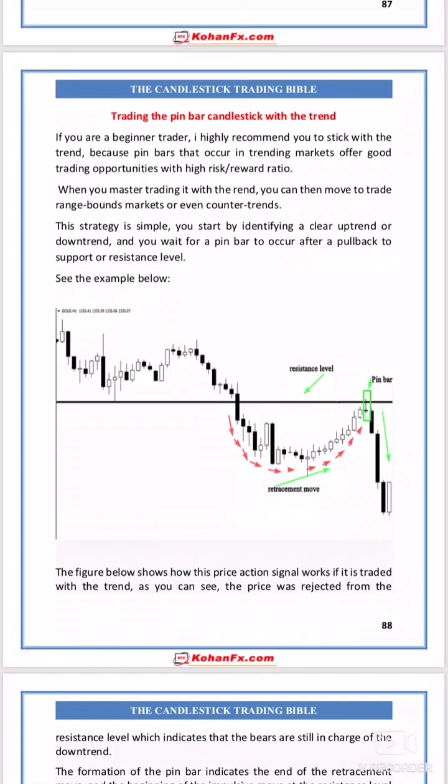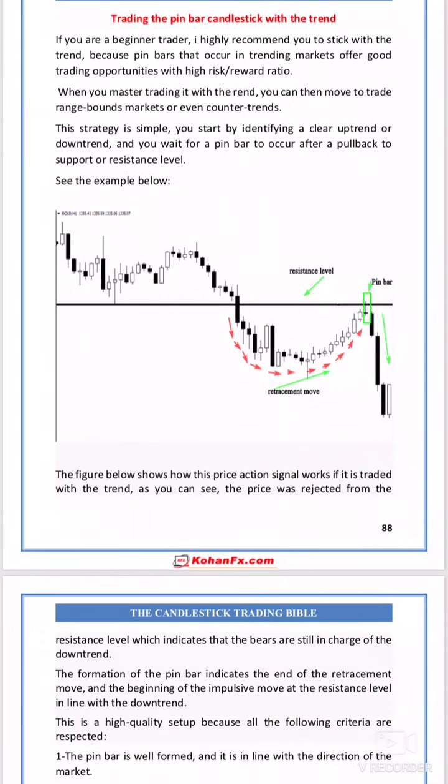This strategy is simple. You start by identifying a clear uptrend or downtrend, and you wait for a pin bar to occur after a pullback to support or resistance level. The figure below shows how this price action signal works if it is traded with a trend. As you can see, the price was rejected from the resistance level, which indicates that the bears are still in charge of the downtrend. The formation of pin bar candlestick.